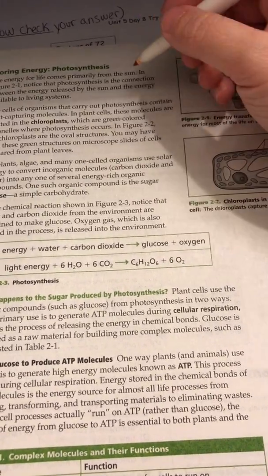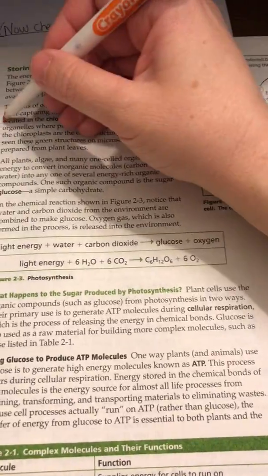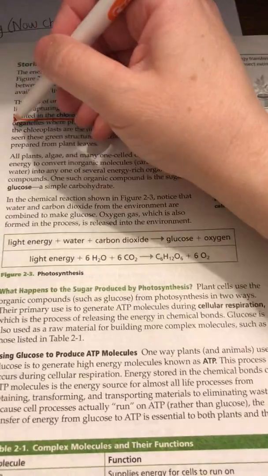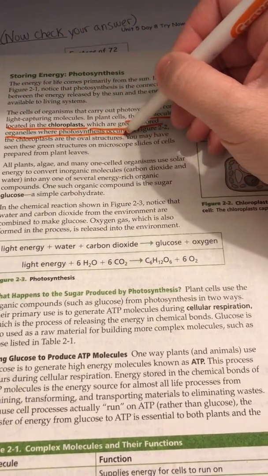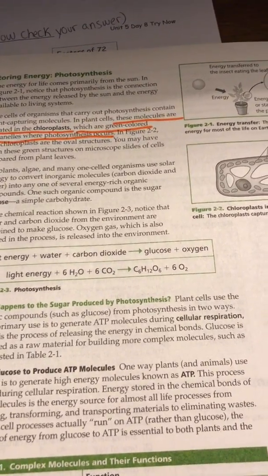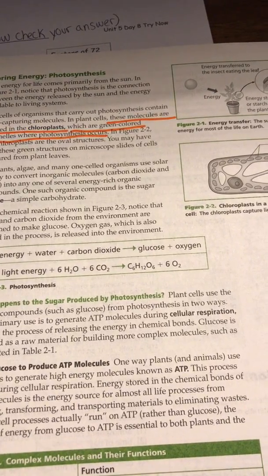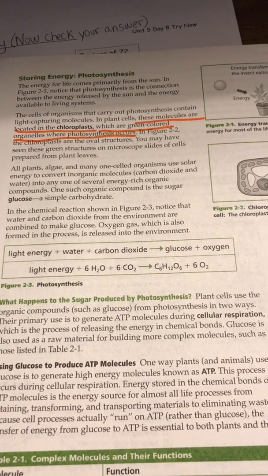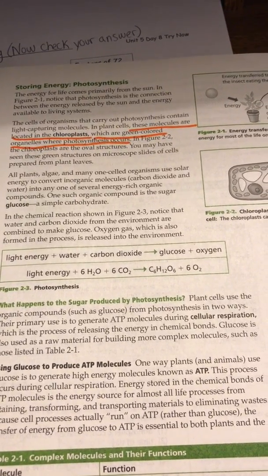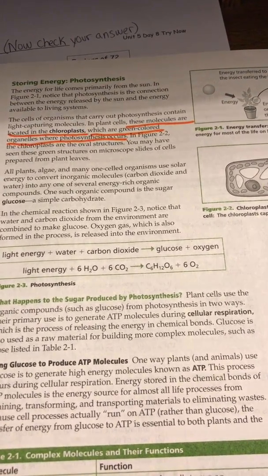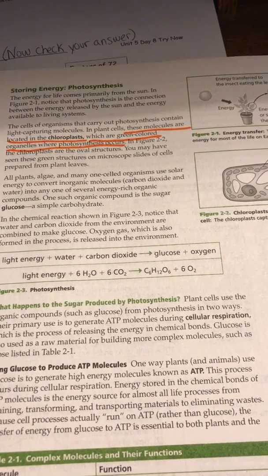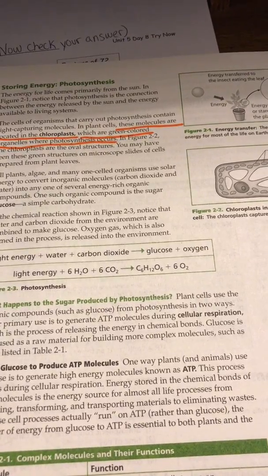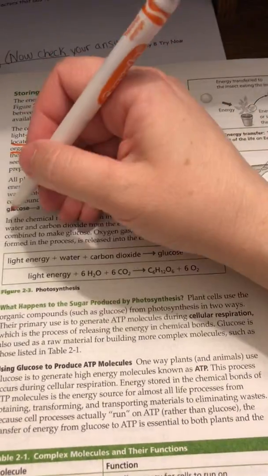In plant cells, these molecules are located in the chloroplasts, which are green-colored organelles where photosynthesis occurs. You may have seen these green structures on microscope slides of cells prepared from plant leaves. All plants, algae, and many one-celled organisms use solar energy to convert inorganic molecules into any one of several energy-rich organic compounds. One such organic compound is the sugar glucose, a simple carbohydrate.